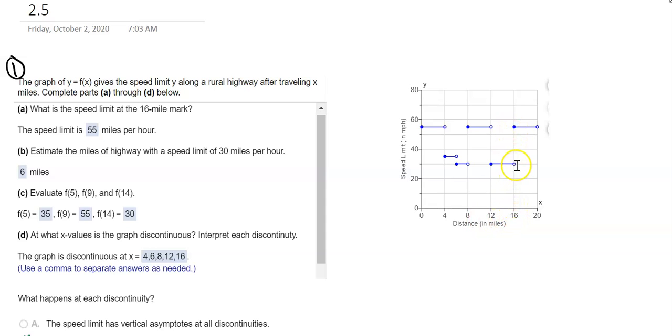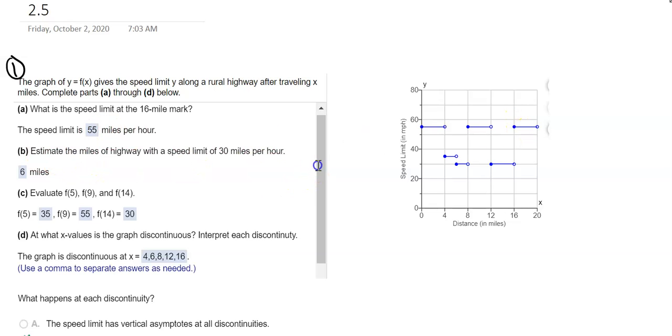Now we see that we have an open circle and a closed circle. So we can think of this open circle as an open door. We travel right through it. It's not there. It's letting us know that this speed limit changes at the 16 mile mark. We go from 30 miles an hour, and then it changes to, looks like what? Is that 50, 55? Bingo, 55 miles an hour.